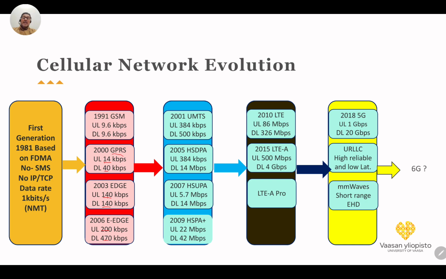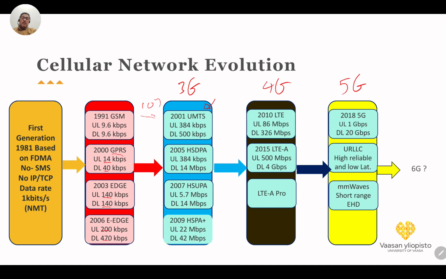Okay, so actually, if you look at the introduction of the third generation system, this is the third generation. This is the fourth generation, and this is the fifth generation. You can see from 1991 to 2001, about 10 years, the downlink was 10 kilobit per second, and now the downlink is 500 kilobit per second. So it means that it is about 50 times higher.